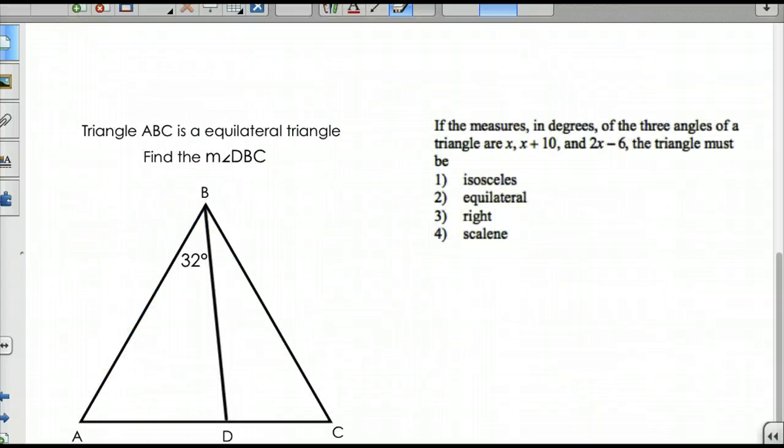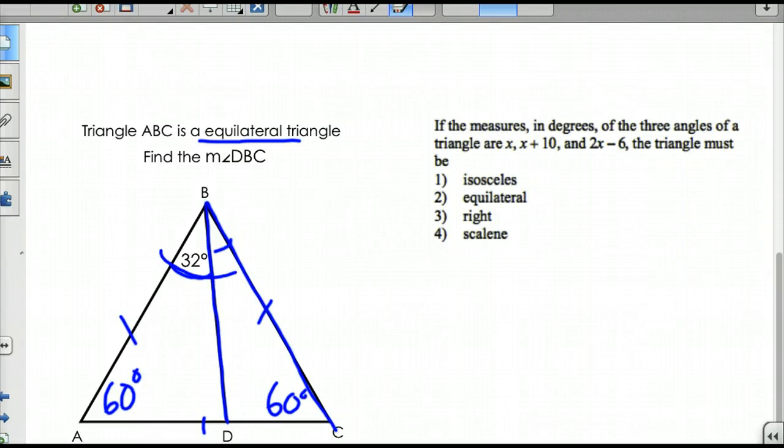Two more problems. Triangle ABC is an equilateral triangle. So that tells me that all the sides are congruent and all the angles will be 60. Find the measure of DBC. So we're trying to find this angle right here. We're not given much information. We only know that this angle over here is 32 degrees. These aren't congruent because they didn't tell us that. But what we do know is that all the angles are going to be equal to 60. So this is going to be 60 degrees, this is going to be 60 degrees, and also this one is going to be 60 degrees, the whole angle.